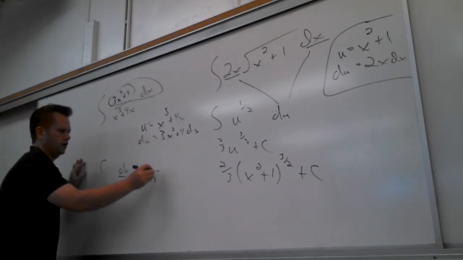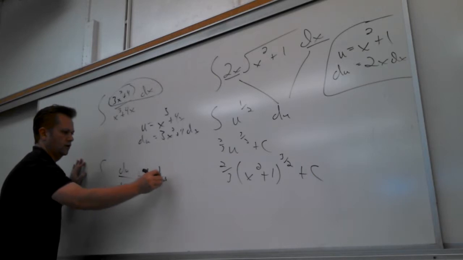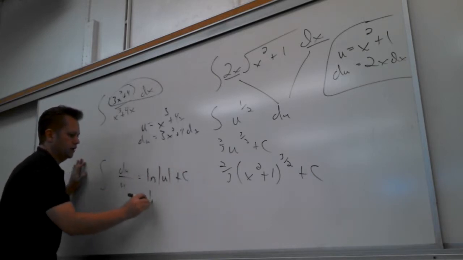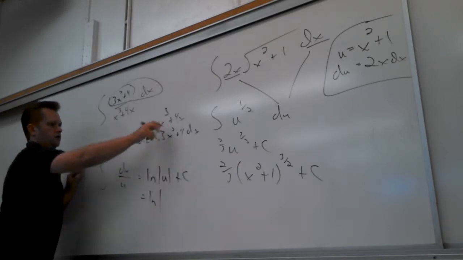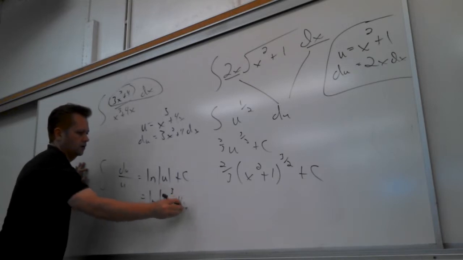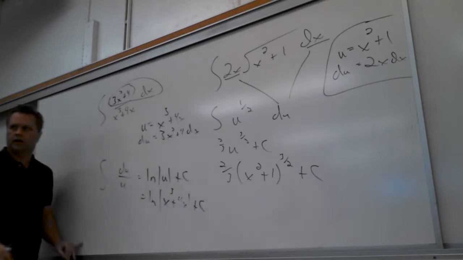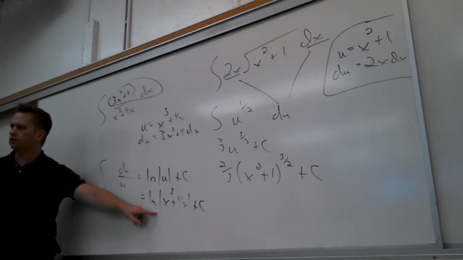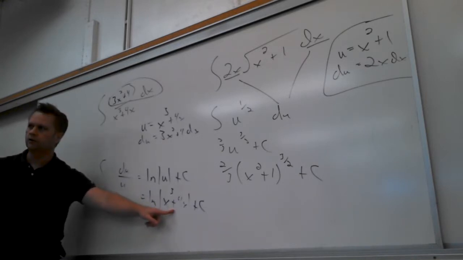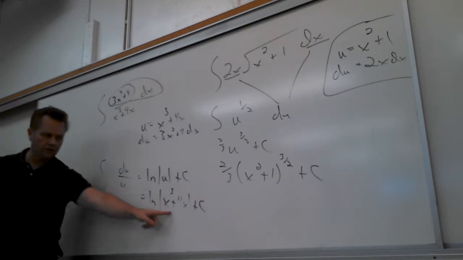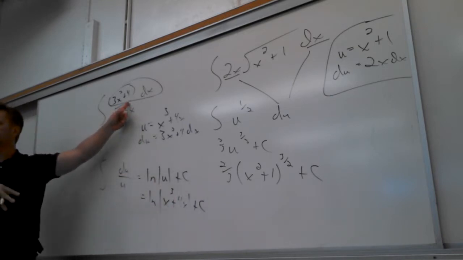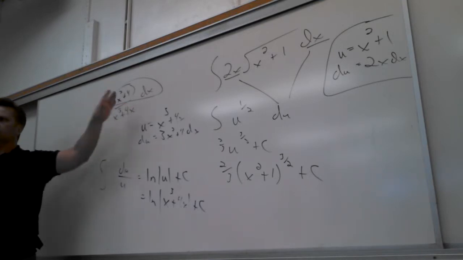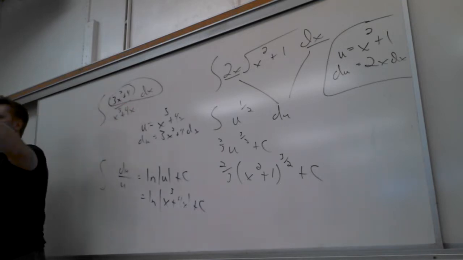That is what? ln of the absolute value of u, plus c. So it's ln of the absolute value of x cubed plus 4x, plus c. Now think about it. If you took this guy's derivative, what would it be? 1 over this times the derivative of this. And of course the c goes away. The derivative of c is 0.